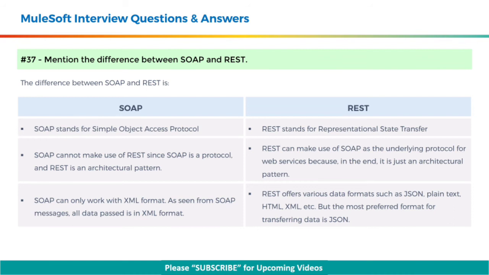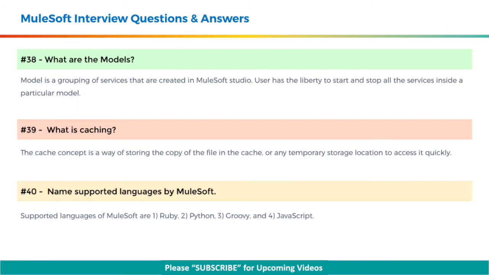As seen from SOAP messages, all data passed is in XML format. REST offers various data formats such as JSON, plain text, HTML, XML, etc. But the most preferred format for transferring data is JSON. Moving on. What are models?